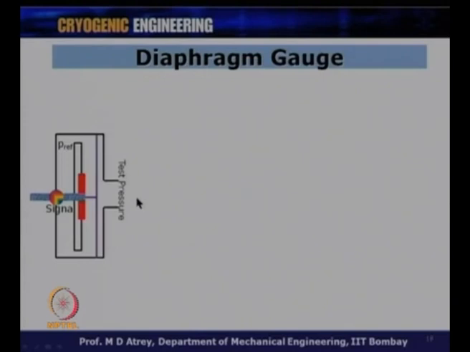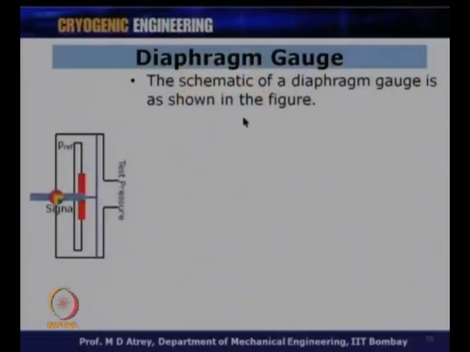Okay, coming from the McLeod gauge, let us see other gauges also. For example, we have a diaphragm gauge. The schematic of a diaphragm gauge is as shown in the figure. So, we have a diaphragm which is shown over here, we have a working space here, and we have the vacuum to be measured, and we have a P reference point over here and some signal at this point.